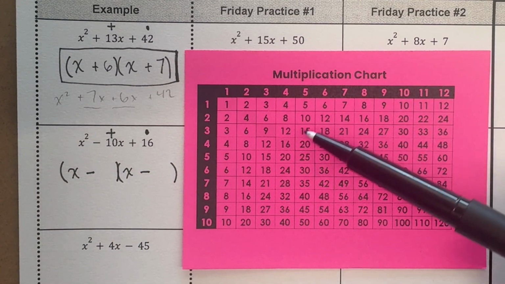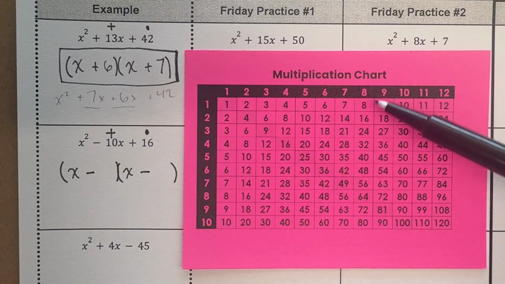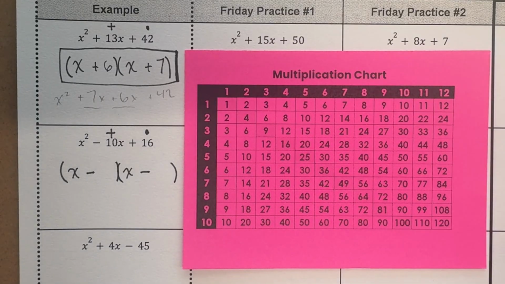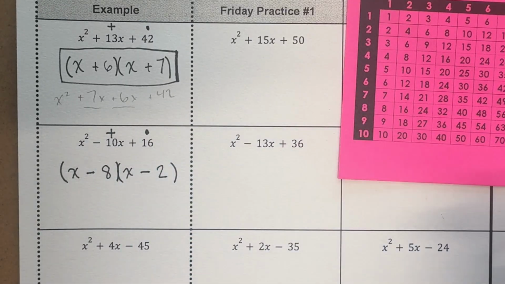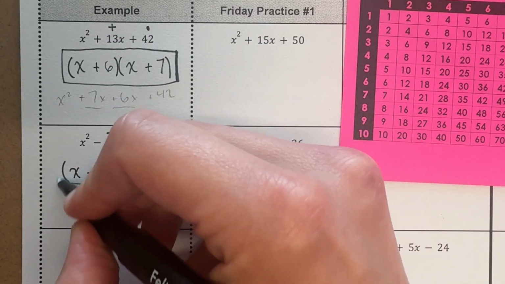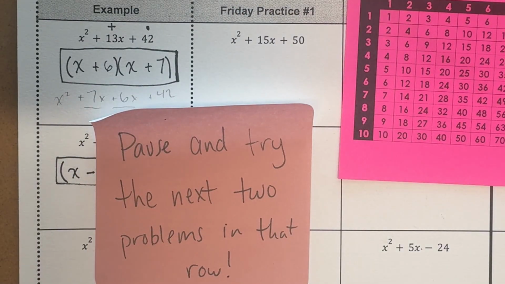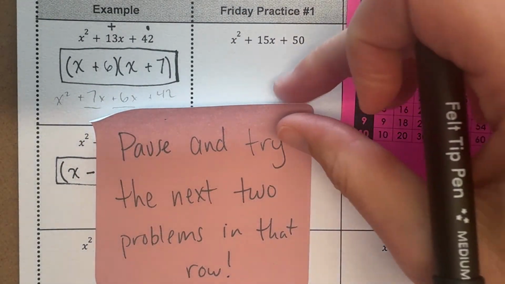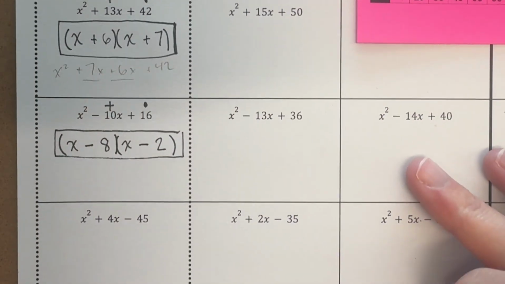Let's see, two numbers that multiply to 16. 4 and 4 are 16, but those don't add to 10. How about 8 and 2? Oh yeah, those multiply to 16 and add to 10. So I use 8 and 2. Okay, go ahead and pause and try the next two problems in that row. Make sure you get these checked before you move on.